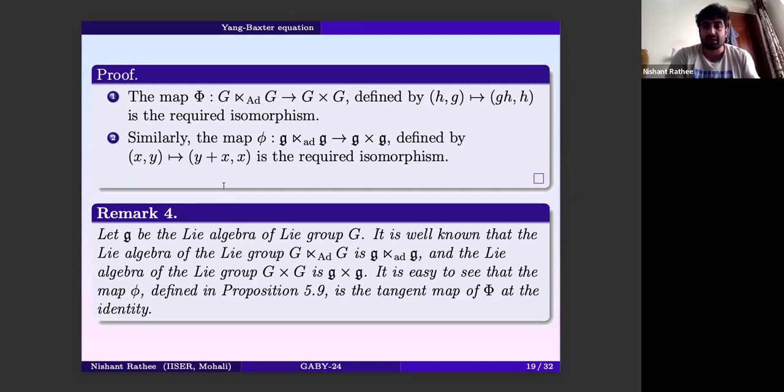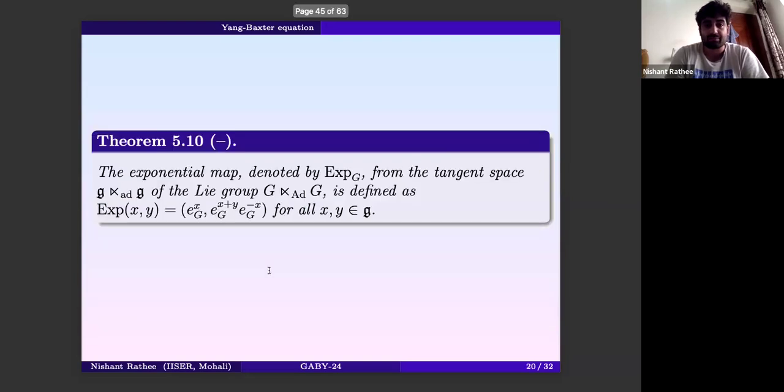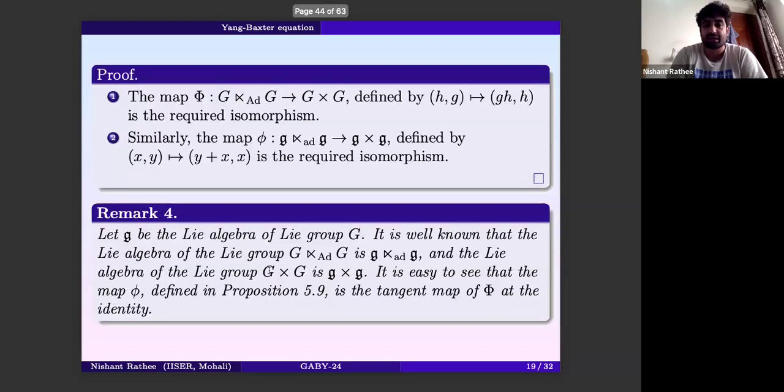It is well known that if you have a Lie algebra g of a Lie group G, small g and capital G, then the Lie algebra of the semi-direct product group is the semi-direct product of the Lie algebras. And when you have a direct product of Lie groups, its Lie algebra is just the direct product of the Lie algebras. So it is easy to see that this map is the tangent map of this capital Psi at the identity. So using this isomorphism, we know the exponential map of this.